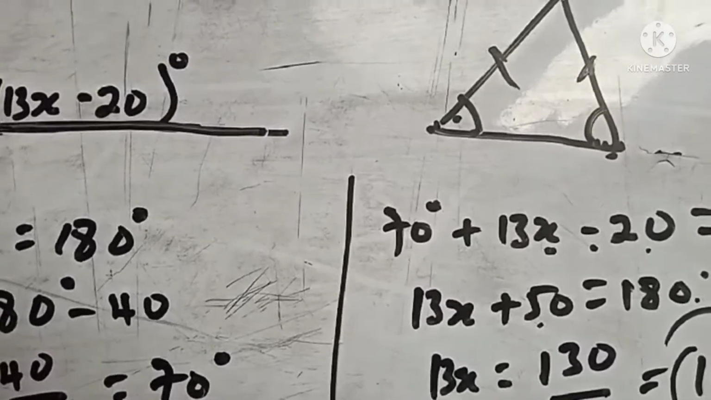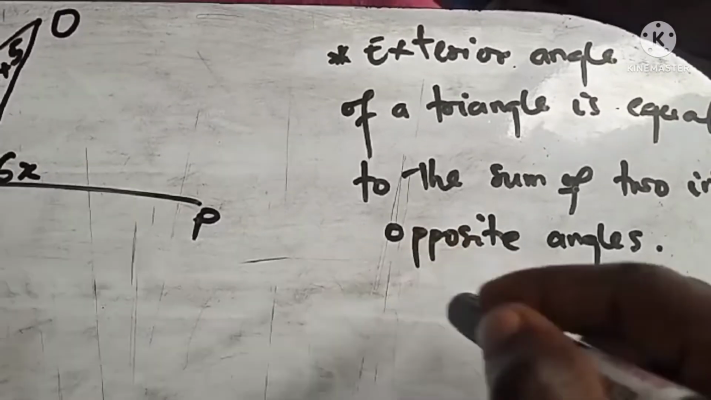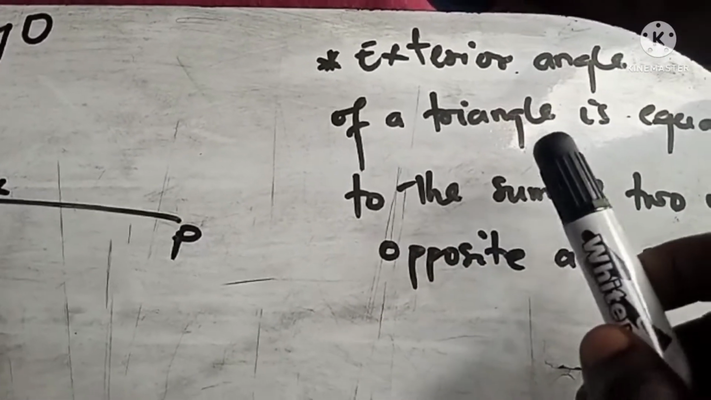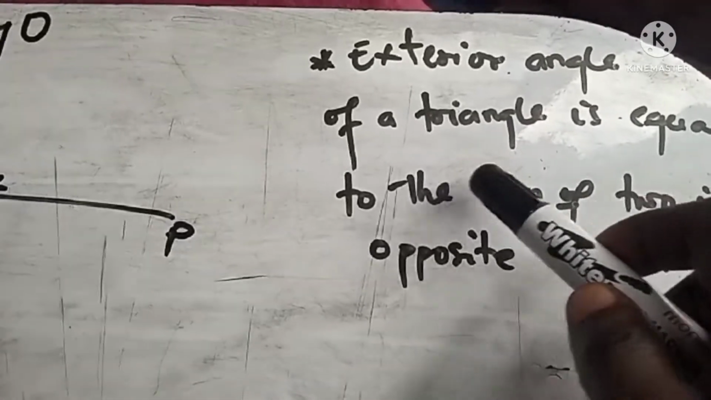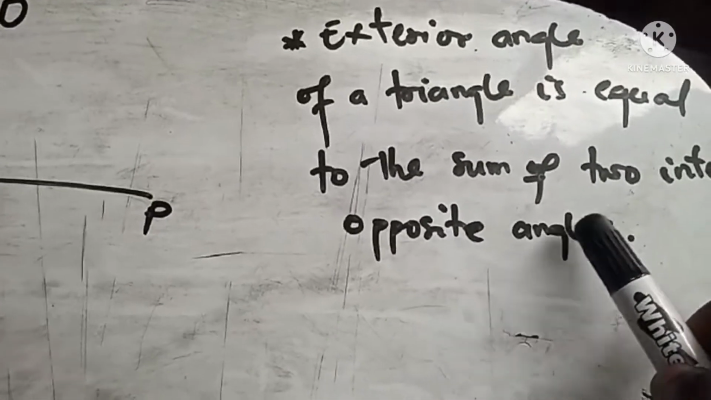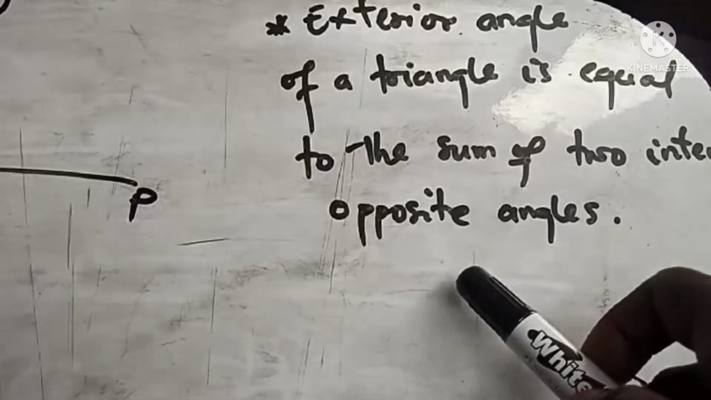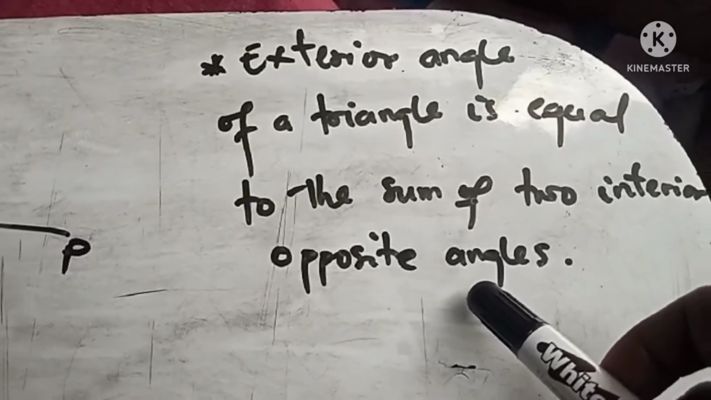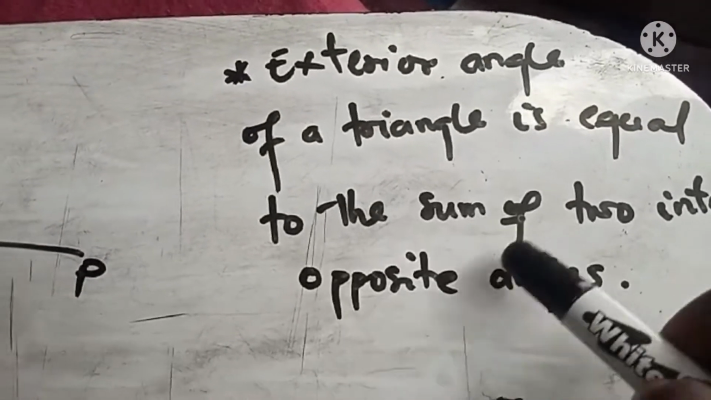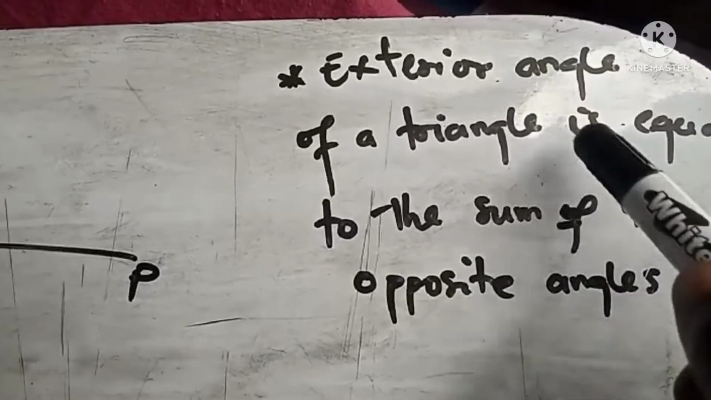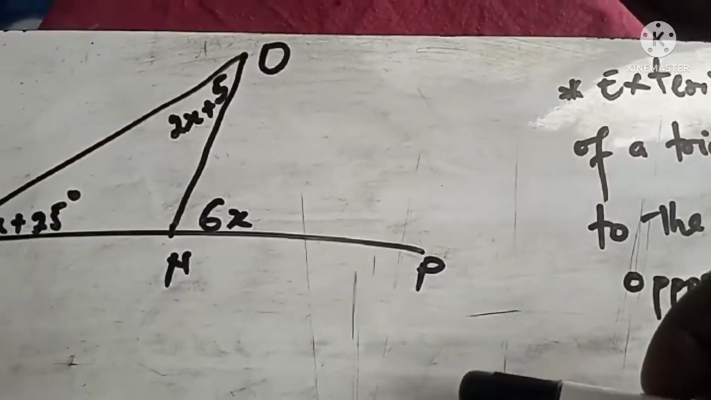Let's look at the next one. The next one under plane geometry here is: the exterior angle of a triangle is equal to the sum of the two interior opposite angles, right? So that is one definition. Have a look at it. Don't worry about this definition; I will demonstrate how to use it with this example here.